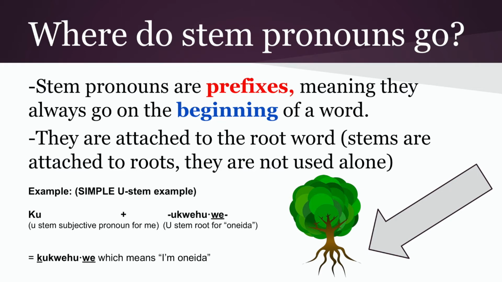Stem pronouns, they are prefixes. They are attached to the root word. They are not used alone, but they are always used with a root. So a good example is this U stem word you learned, ungwehu, which means to be Oneida. To say I'm Oneida, you use gu. Gu is the subjective U stem pronoun for me. Gungwehu literally means I'm Oneida. Gu means me, ungwehu means Oneida, and that's the verb, I'm Oneida. So that's a really good example.